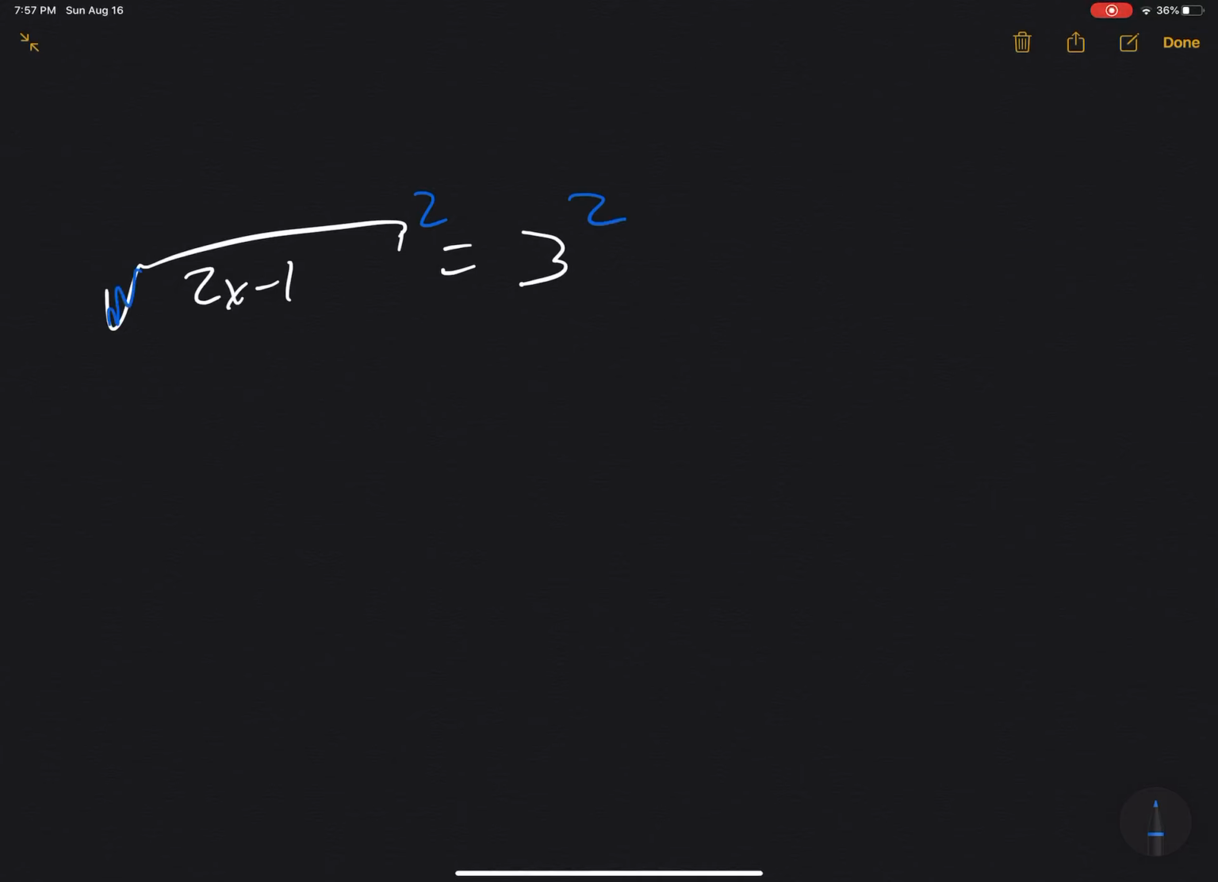On the left-hand side, the square root and the square go away. On the right-hand side, 3 squared is 9. 9 equals 2x minus 1. Add 1 to both sides. 2x equals 10. Divide by 2, and x equals 5.